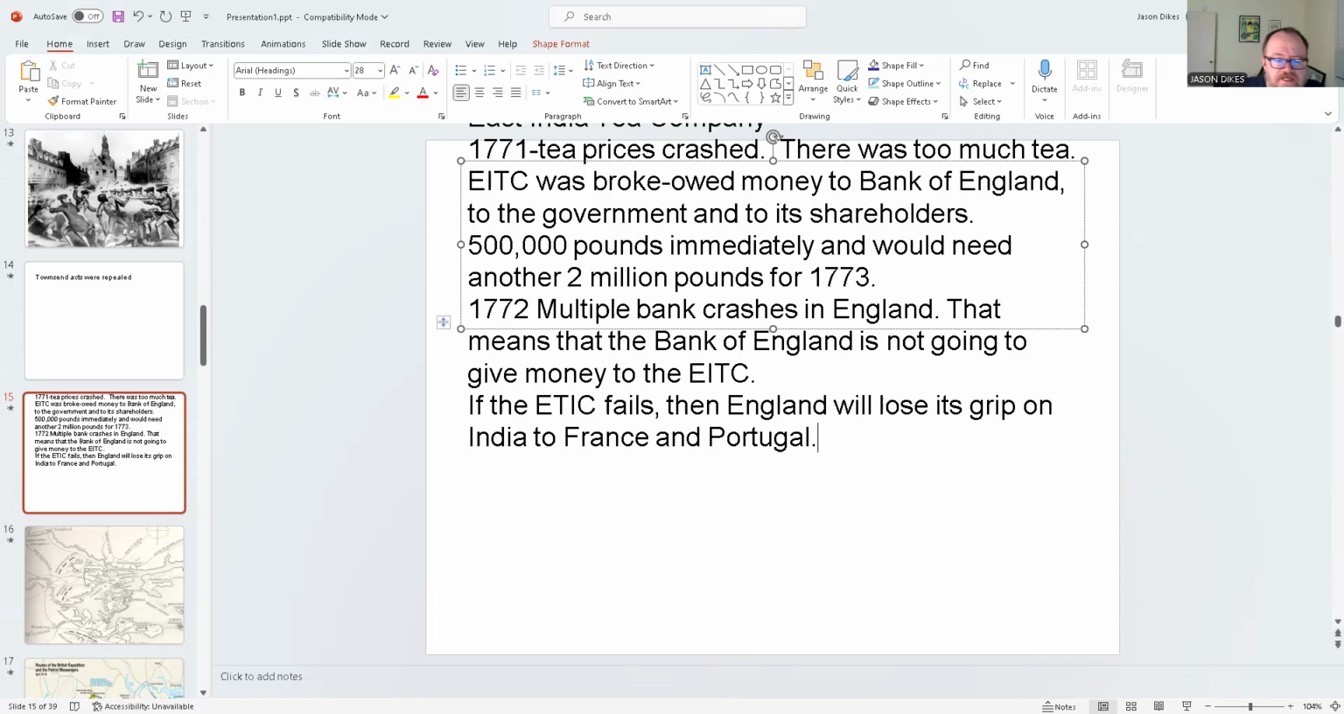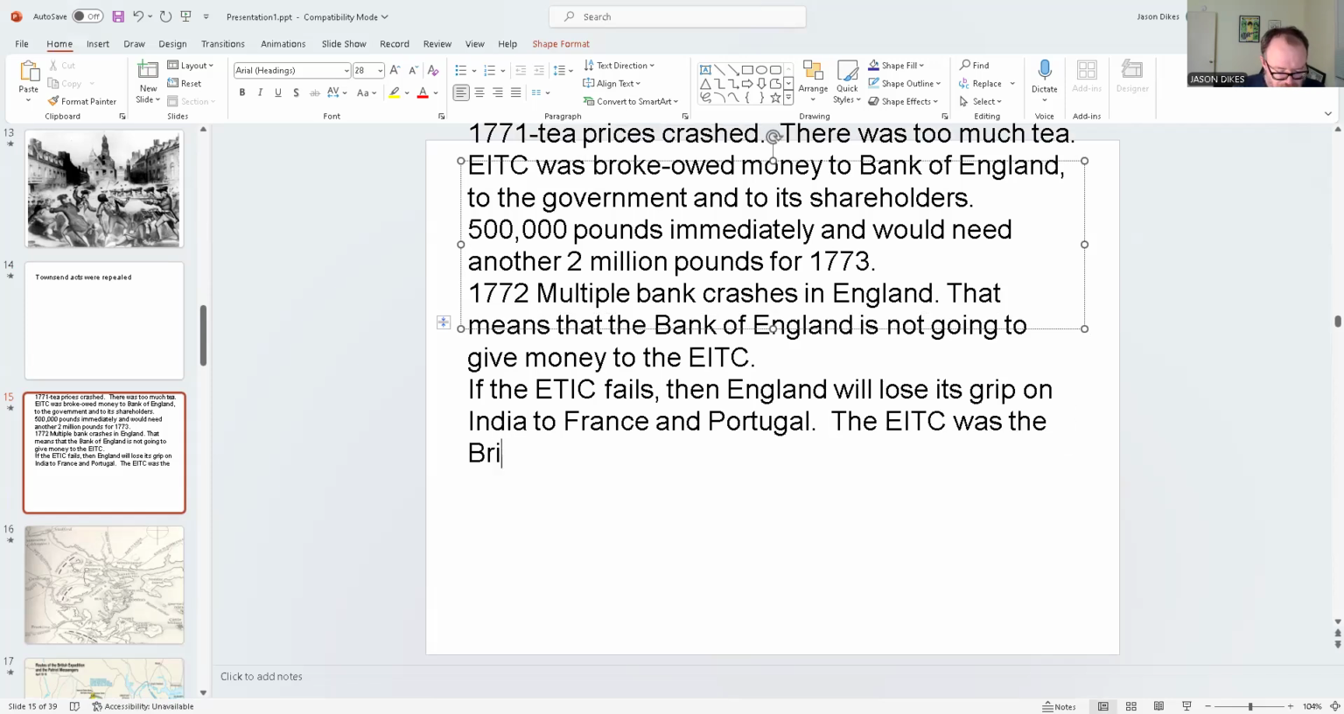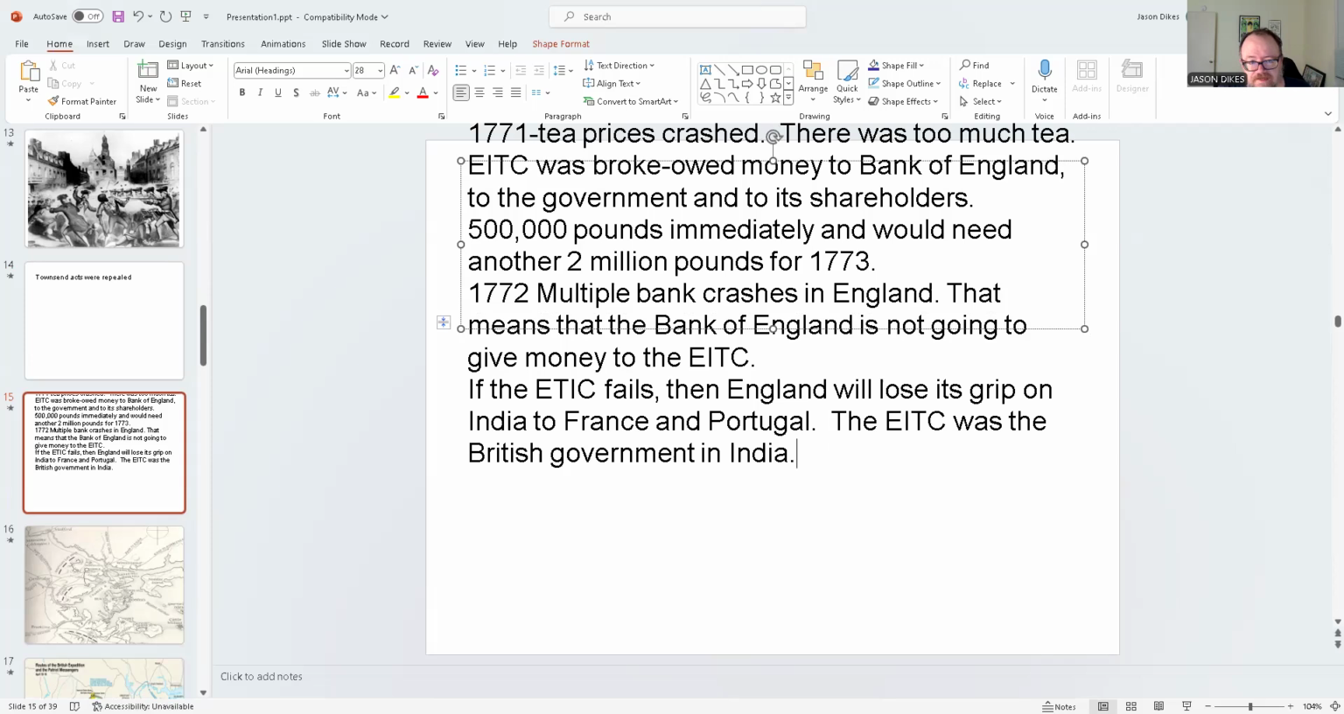Okay. The EITC was the British government in India. Okay, that was the British government in India. So if the EITC fails, then England loses India to the French and the Portuguese. We can't let that happen. We being Parliament and George III.